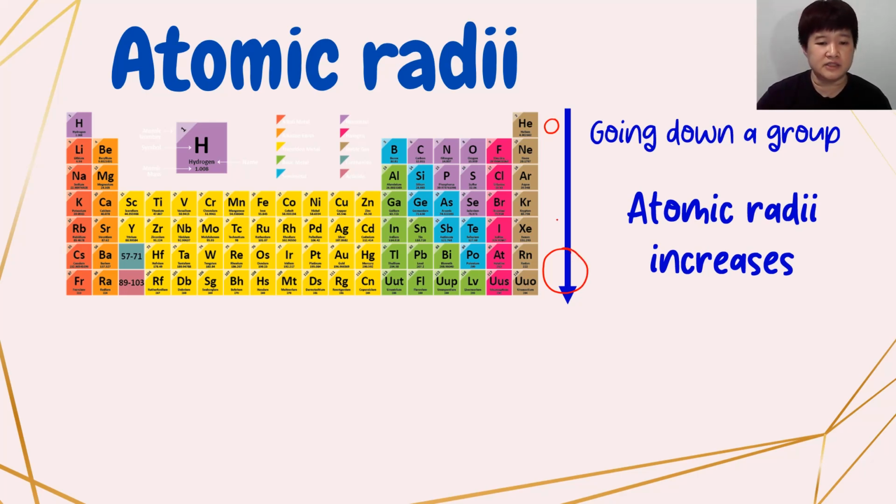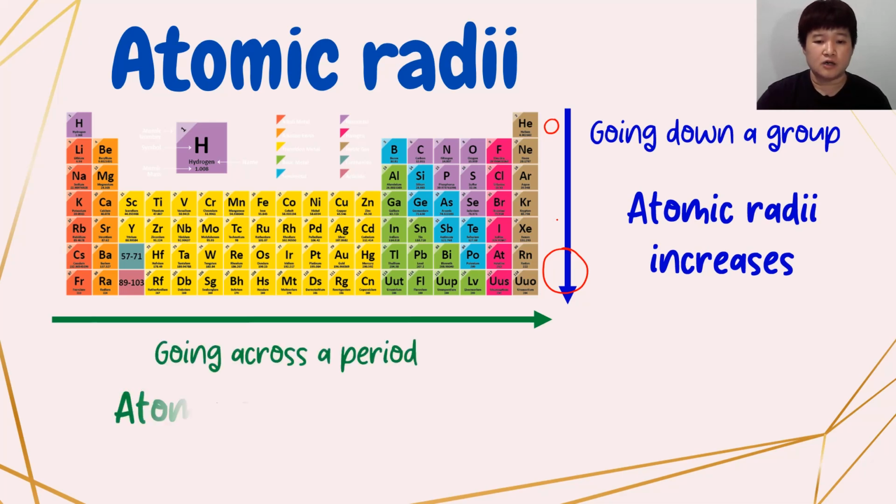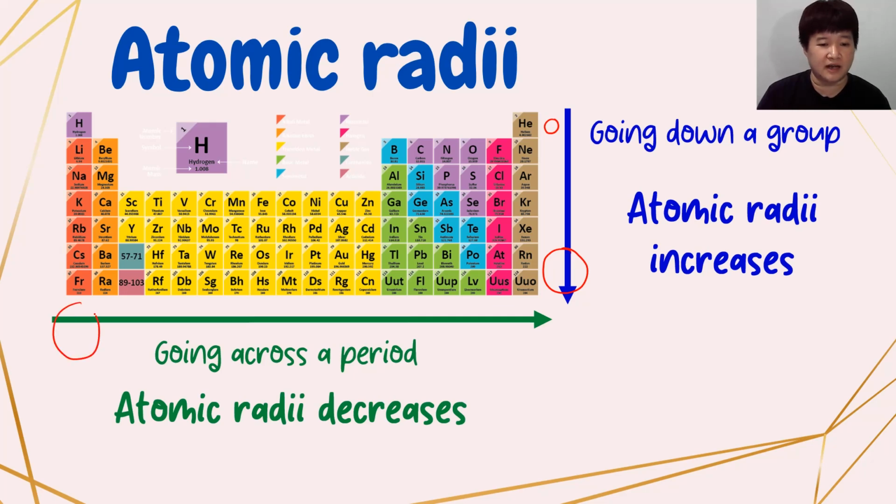The second variation that we're going to look into is going across a period. Going across a period, the atomic radii decreases. It means moving from the left to the right of the periodic table. The atomic size starts on the left slightly bigger. Going across the period, it will end up a bit smaller. So we are going to look into why this variation happens, and also we are going to look into the factors affecting both of them.